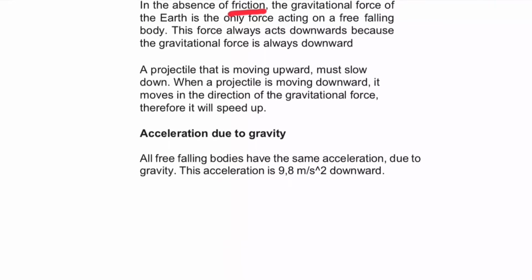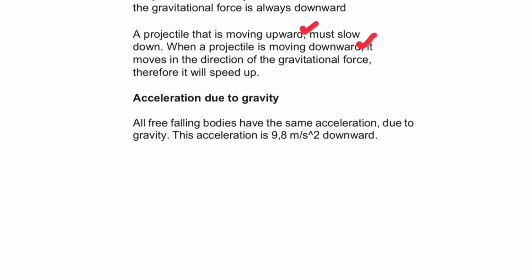As you can see, if a projectile is moving upward, then it must slow down. And if a projectile is moving downwards, then it speeds up. If you throw a ball upwards, it's going to start slowing down until it reaches a maximum height and then starts going down. And if you throw an object downwards, its speed is only going to increase.